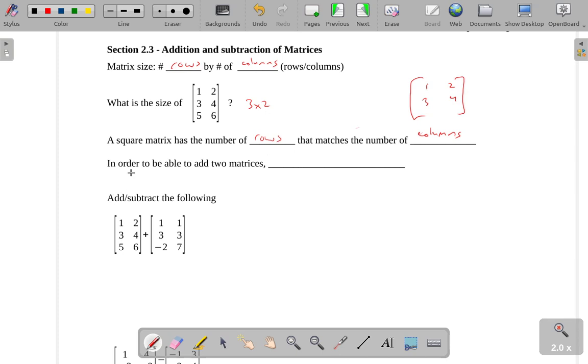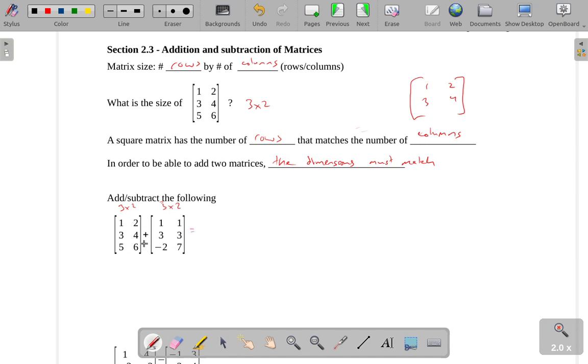All right. So that's just a quick definition. In order to be able to add 2 matrices, the dimensions of the 2 matrices we're talking about have to match. So in this instance right here, you can see we have a 3 by 2 matrix and another 3 by 2 matrix. They're both the same dimensions, which means they can be added.